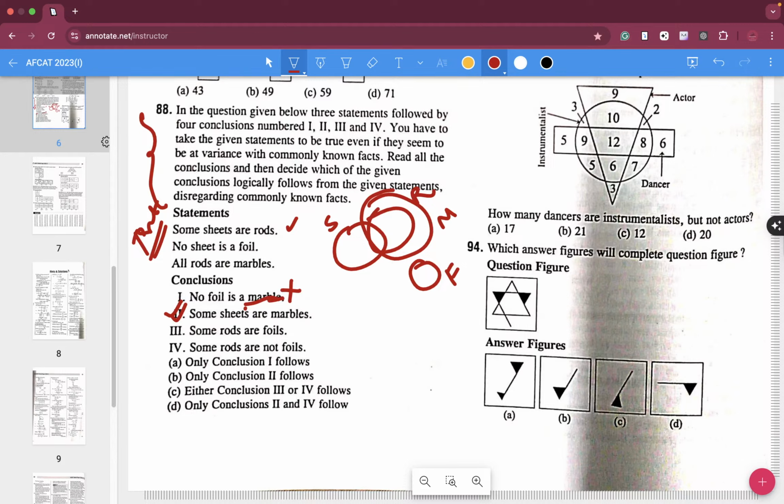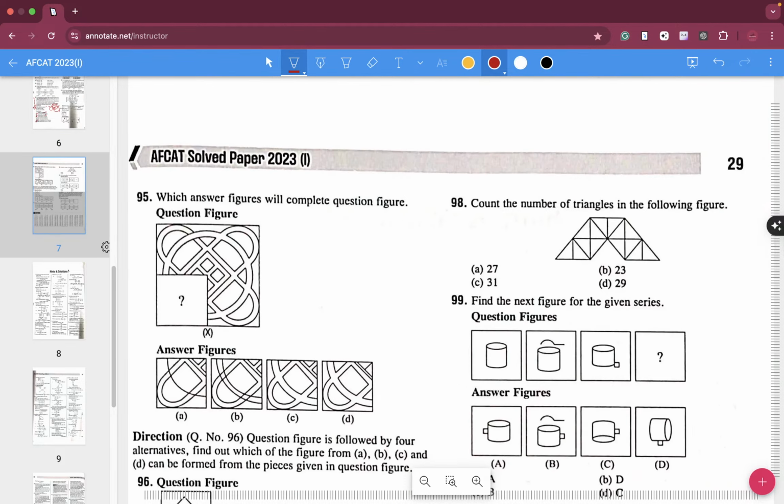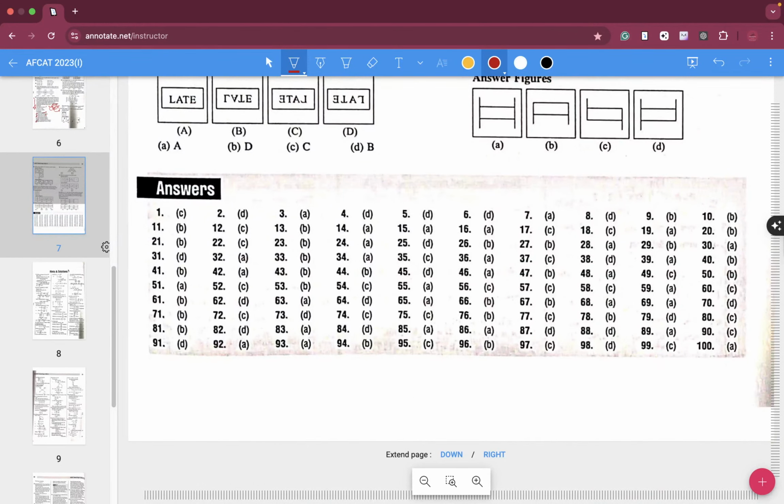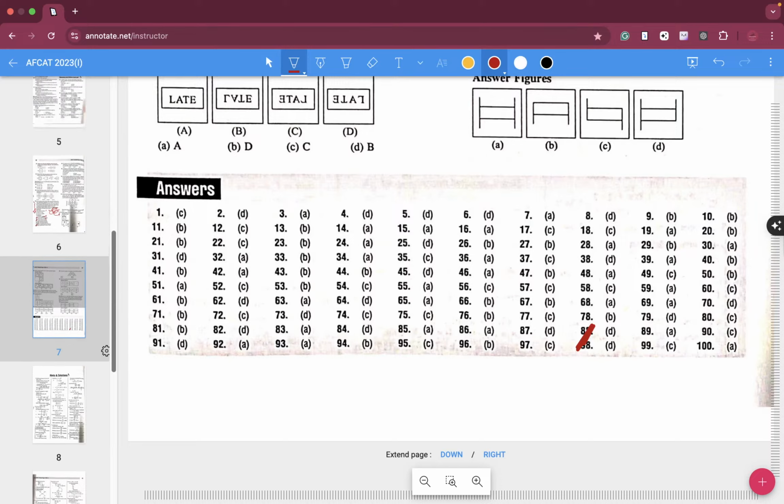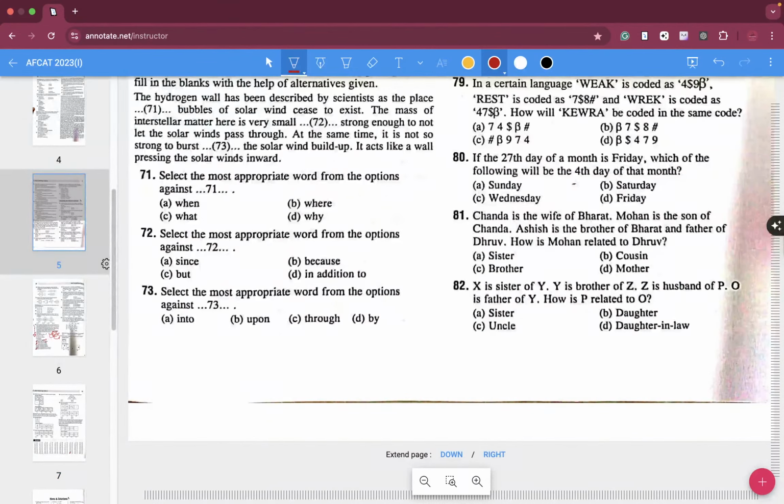Some rods are not foil. We can disprove the earlier one also. Some rods are not foil means this is the correct one. There is no relationship between them. Some rods are not foil. Yes, absolutely, that is correct. If the foil is like this, then some rods are not foil. So we go ahead with 88, D as the correct answer, folks.